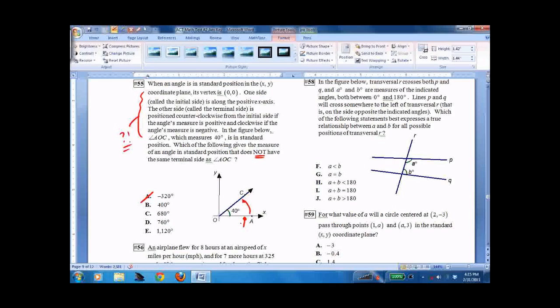400 would be once around, 360 plus 40. 400 works. Once around is 360. Twice around is 720. 680 is probably our answer. I just said twice around is 720 plus 40 is 760. And 1120 does the same thing. So 55 is C.